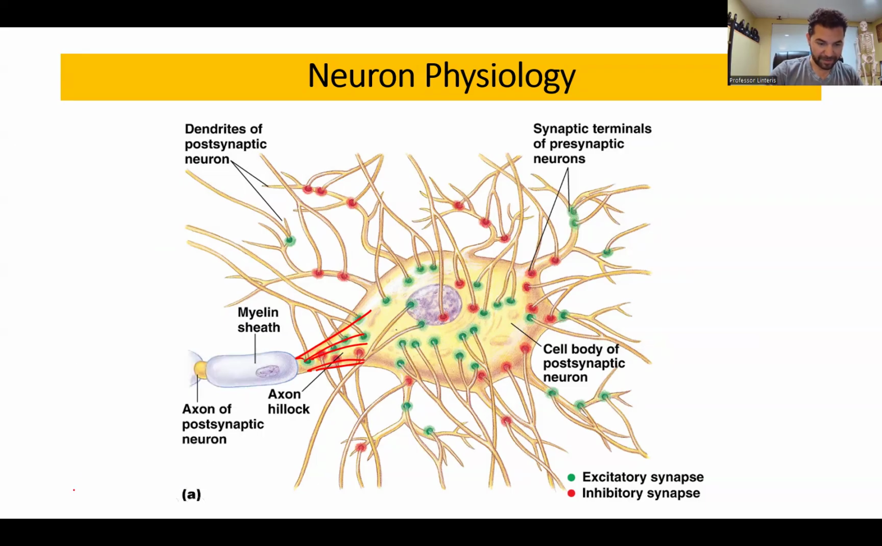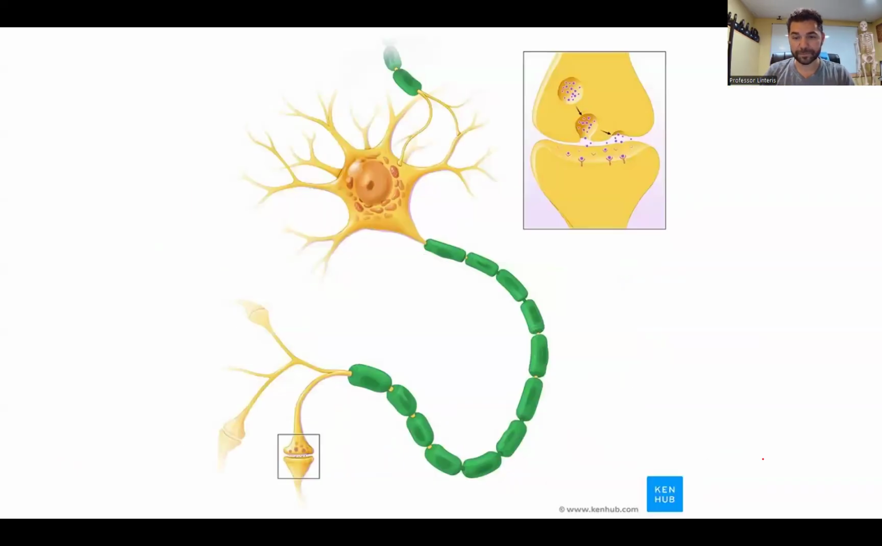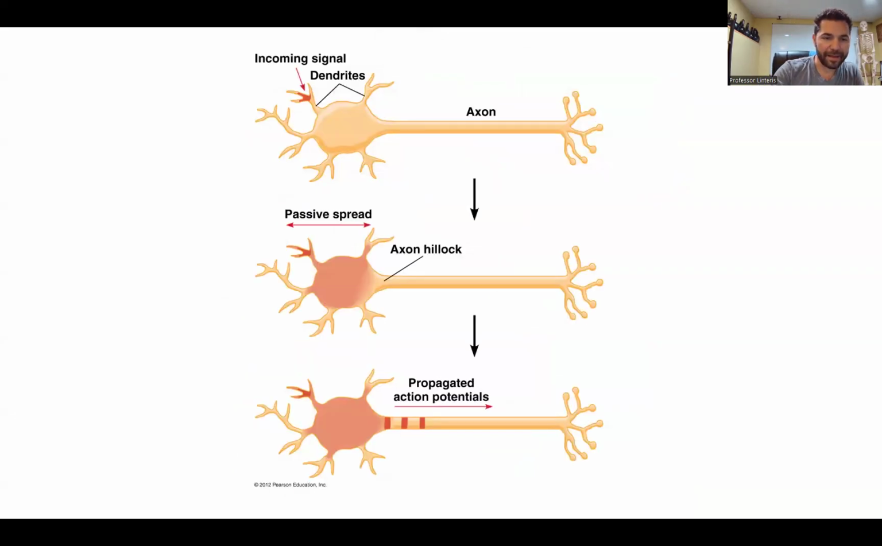Because we have this constant bombardment of excitatory and inhibitory messages. Does he send a message? Does he not? And all of that is happening at these synapses. Certain chemicals are being released that either excite or inhibit that postsynaptic neuron. I kind of talked about this already, but it just shows you another view. Maybe this is a picture I drew you a couple times.